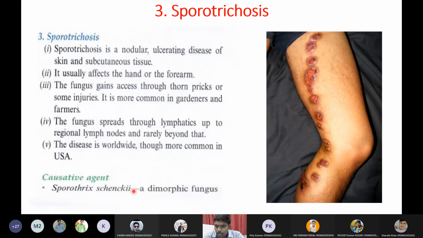When we say dimorphic fungi, that means it has two morphologies. Di means two, morphic means morphology. How will it have two morphologies? Those two morphologies are dependent on the temperature. One will be at around 25 degrees centigrade and the other at 37 degrees centigrade. So let us see what the two morphologies of this fungus are.